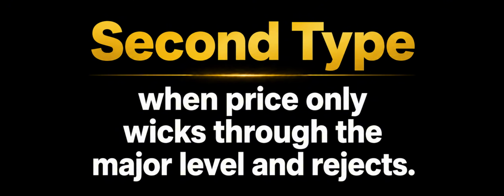The second type of invalid change of character is when price only wicks through the major level and rejects. For example, price is bullish. Price wicks below the major low. Sellers get excited. They think the trend has changed, but price closes back above the major low. That may not be a real change of character. That may be a liquidity sweep. The market took sell-side liquidity and continued higher.